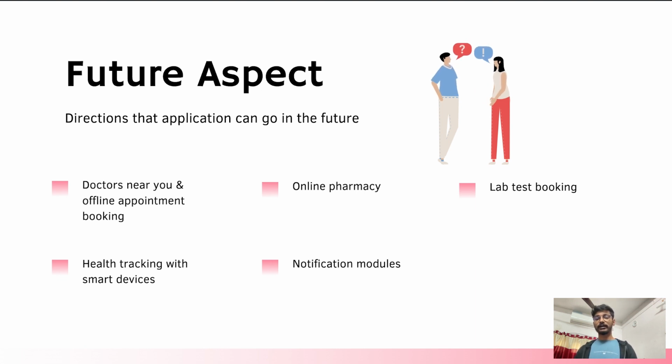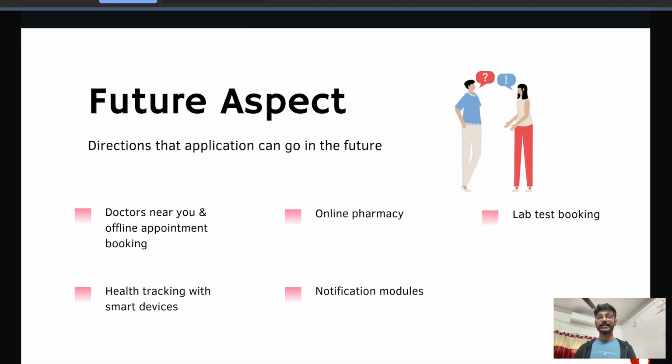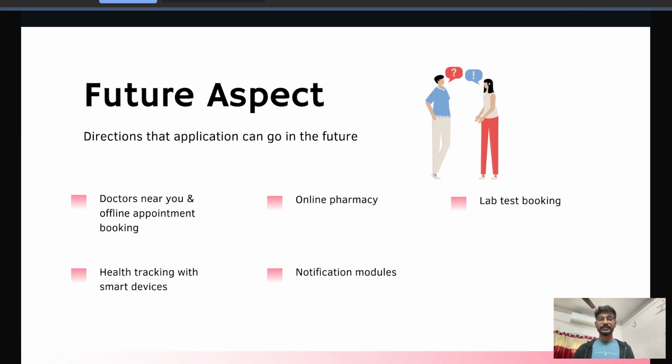Then we are also thinking of bringing in an online pharmacy where, for example, if a doctor suggests some prescription or medicine, they can also suggest places where you can buy it or order it from, and the order should be delivered to your doorstep in real time. Then lab test booking and healthcare tracking with smart devices are also things that we will be taking care of in the future. That also depends on the business, but as of now, these look really interesting for future enhancement of this application.